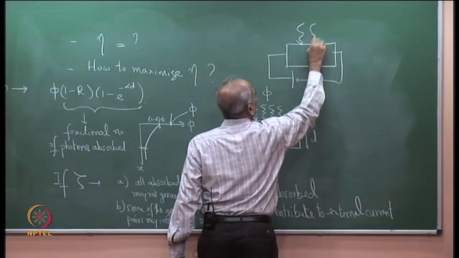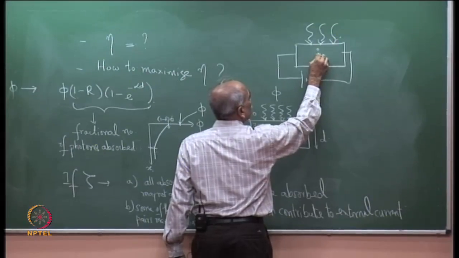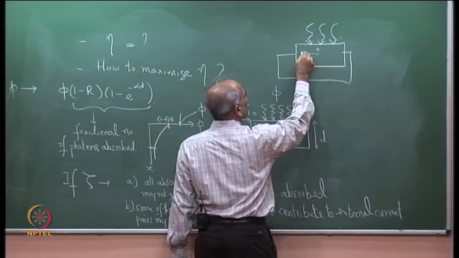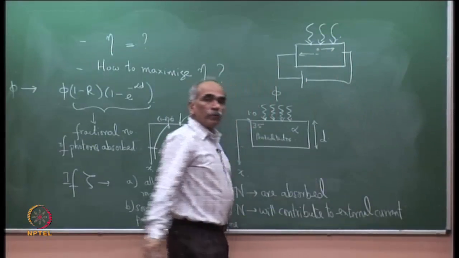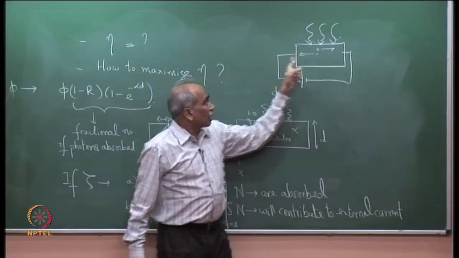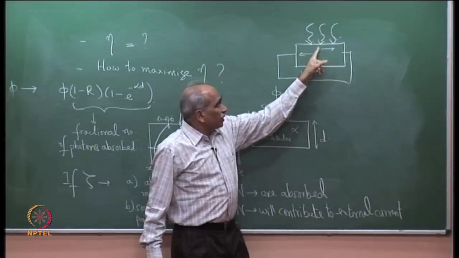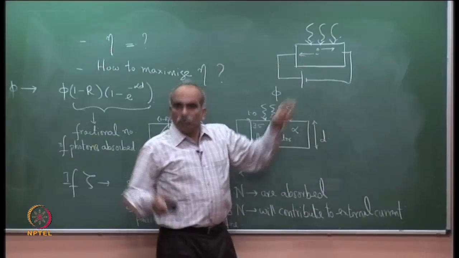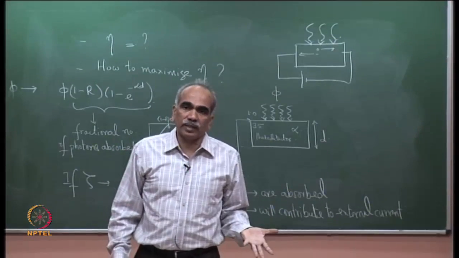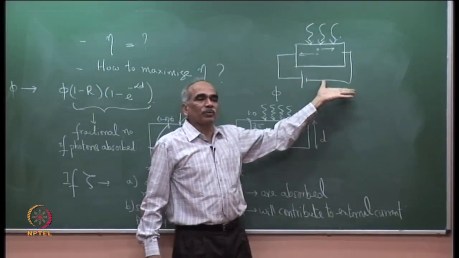Here is the incident photon flux. Let us say an incident photon creates an electron hole pair in the semiconductor. The electron will start moving towards this side and the hole will start moving here. So long as the electron and holes are moving, they are contributing to the current in the external circuit. But the generated electron holes may immediately recombine due to the presence of surface states or defect states in the medium. The moment they recombine, they are no more contributing to this.